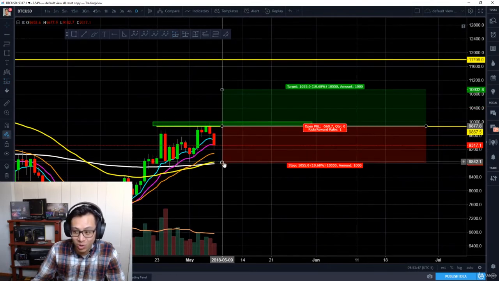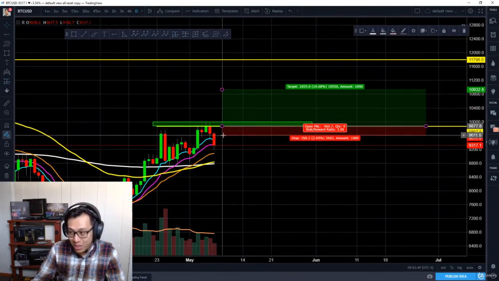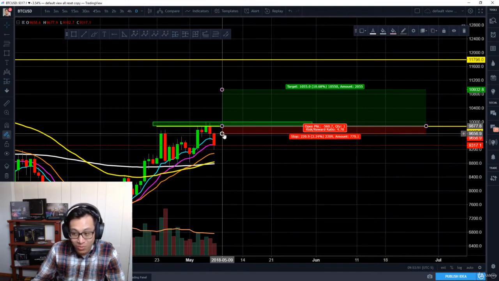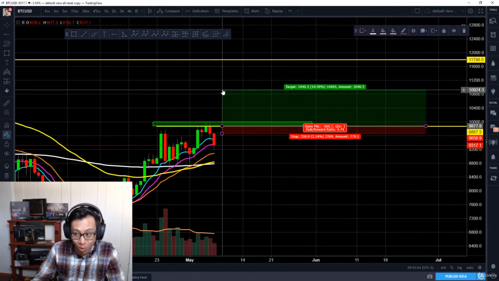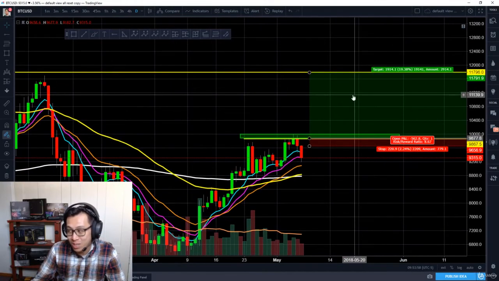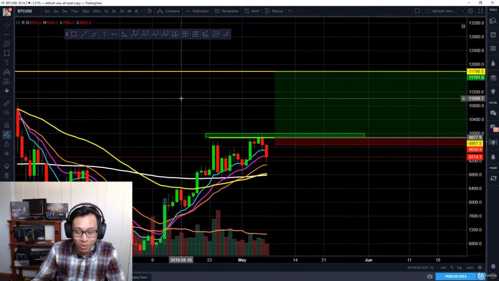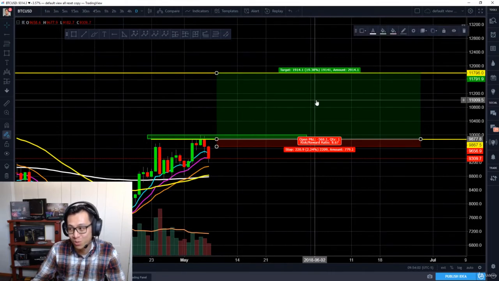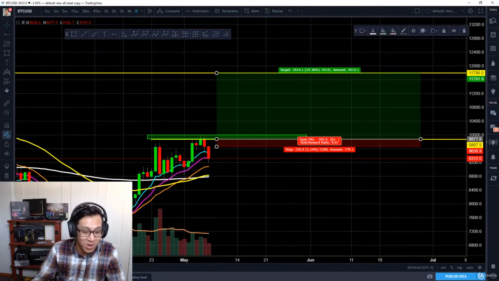Yeah, you'd enter a trade, you set your stop loss slightly below it, right? Below the resistance, which now becomes a support, and you target the previous high, which was about $11,788. And that's a really good risk to reward ratio of 19.3.